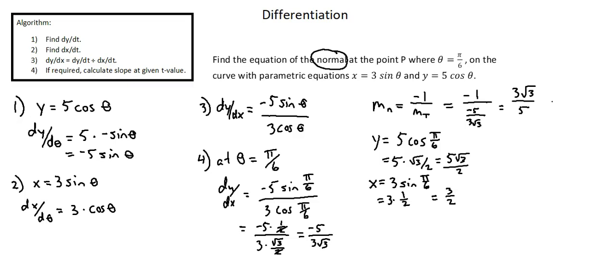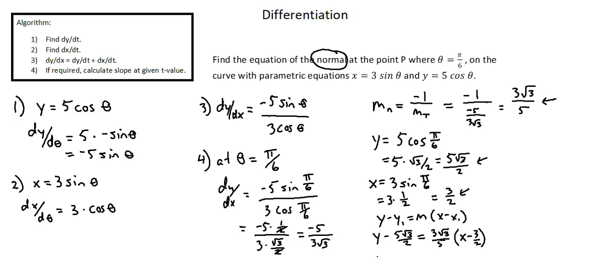So now we have a gradient for the normal of 3 root 3 over 5. We have a y coordinate of 5 root 3 over 2. We have an x coordinate of 3 over 2. And we'll input these values into the point-slope format of the line equation. Y minus y1 equals m times x minus x1. Y minus our y value, 5 root 3 over 2, equals m, we've calculated as 3 root 3 over 5, times x minus x1. Our x1 is 3 over 2.